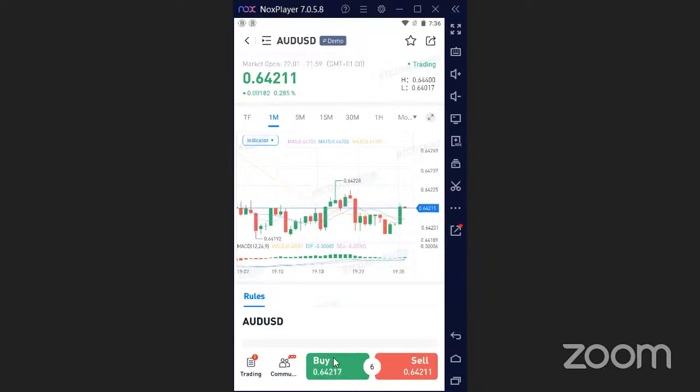Or we click on buy, then this market starts selling. If we are buying and this market is selling, what is happening? That means we are losing because it's going in the opposite direction of what we predicted. So you want to protect your capital by setting a stop loss.